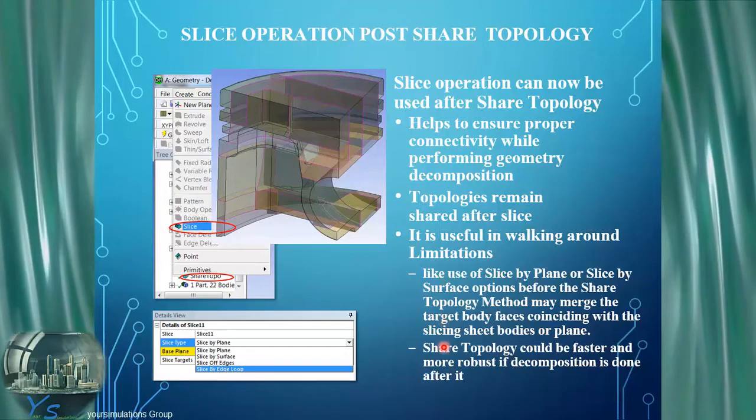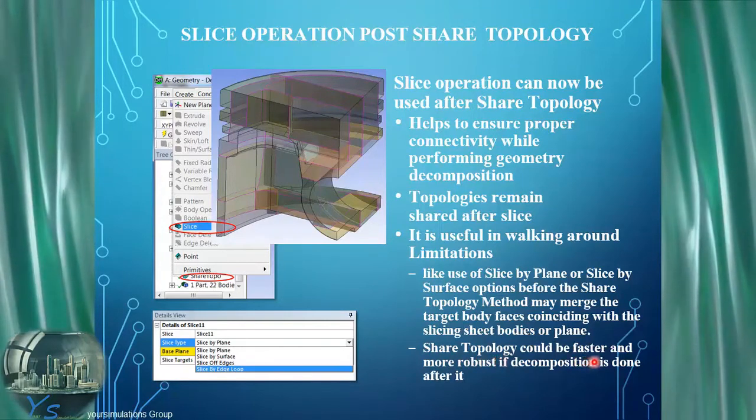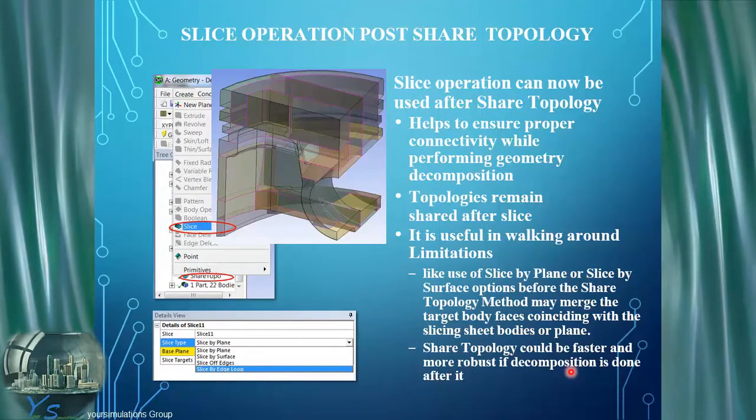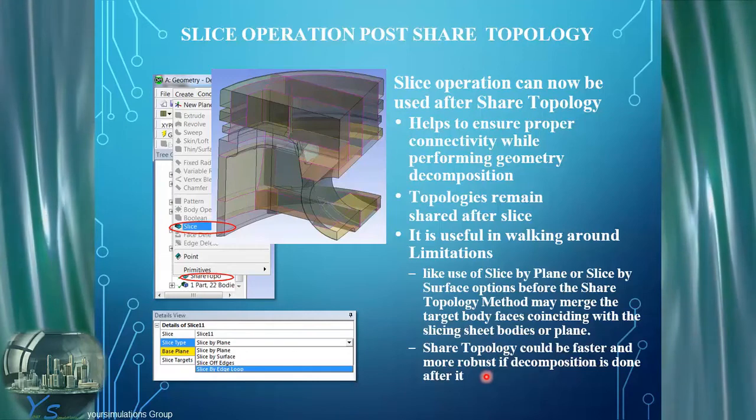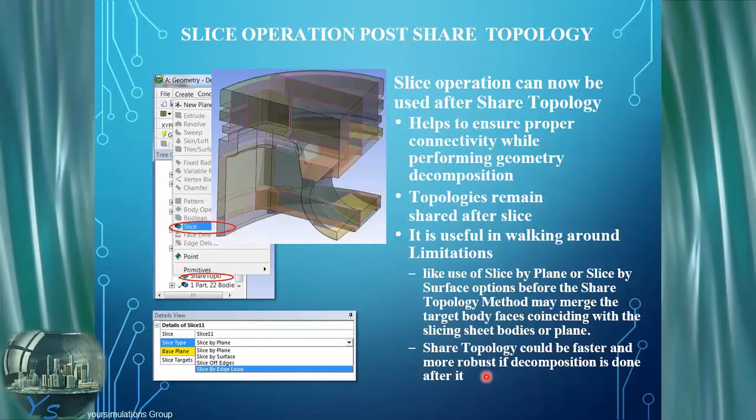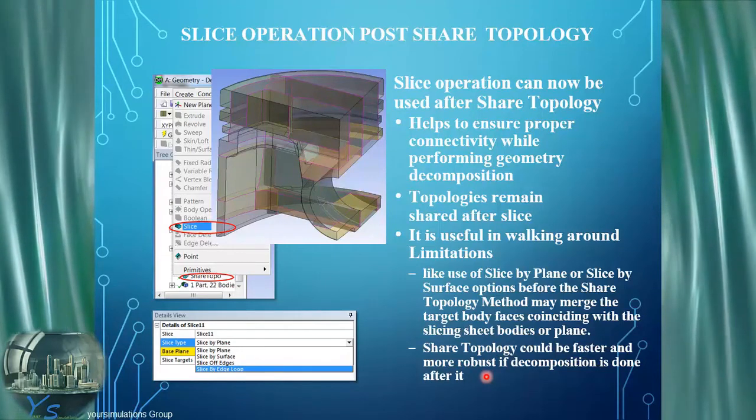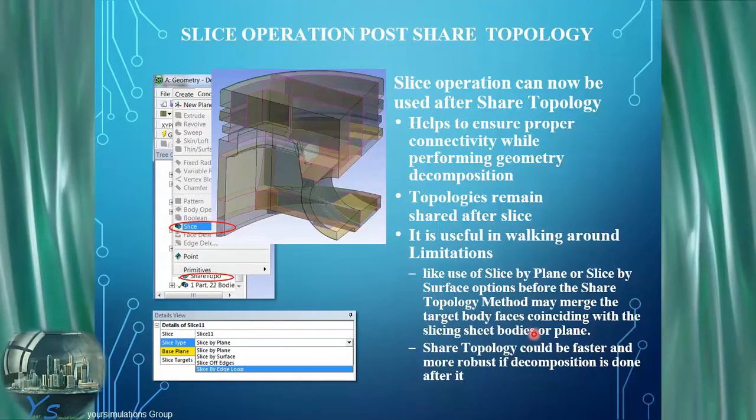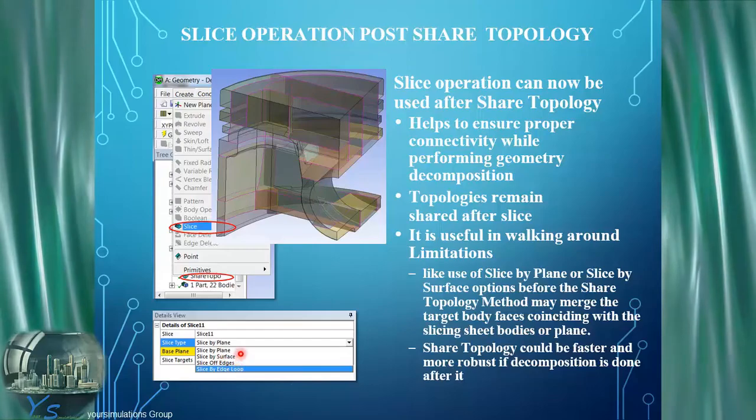It's also useful to mention that sharing of topology could be faster and more robust if the decomposition or domain breakup is done after that particular command. And we can see the option under the slice options here that we have for the slice type by plane, surface, edges, and by edge loop that we would select.